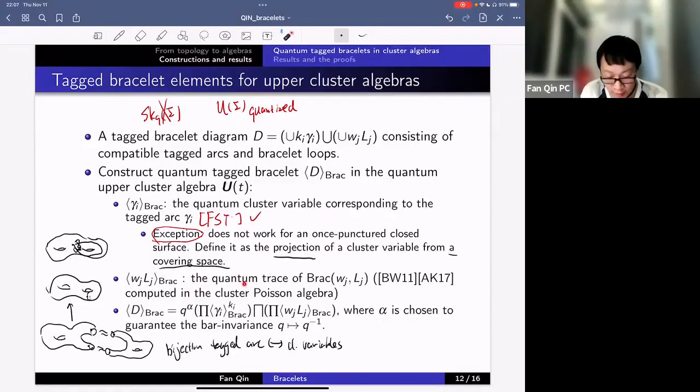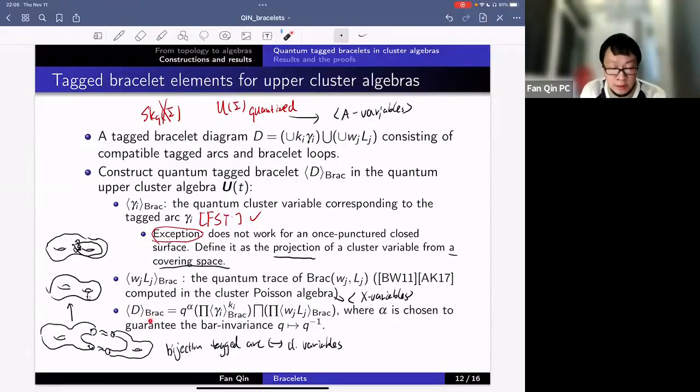And for the loops, you can define it using a quantum trace of these bracelet loops, following the work of Bonhong Wang and also Allegri and Kim. I mean, if you take the quantum trace, you do the calculation in the cluster Poisson algebra, by which I mean the algebra generated by the X variables, and the upper algebra, generated by the A variables. If you are working with the cluster Poisson algebras, the change of coefficient does not matter. So you can calculate it over there.